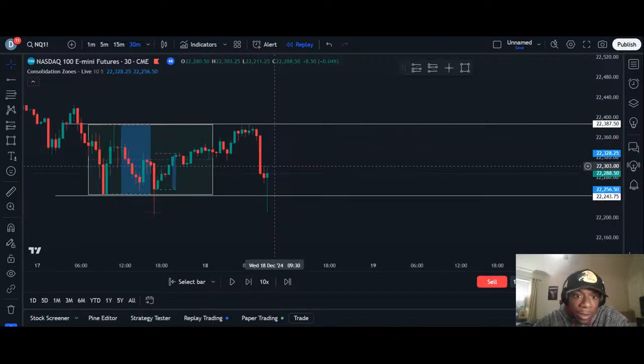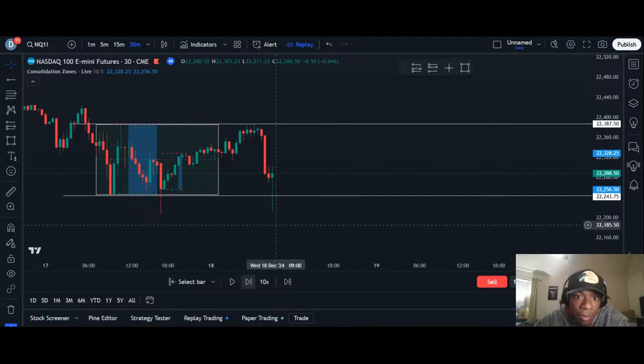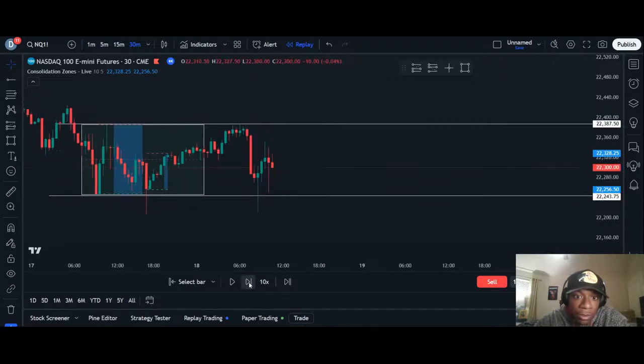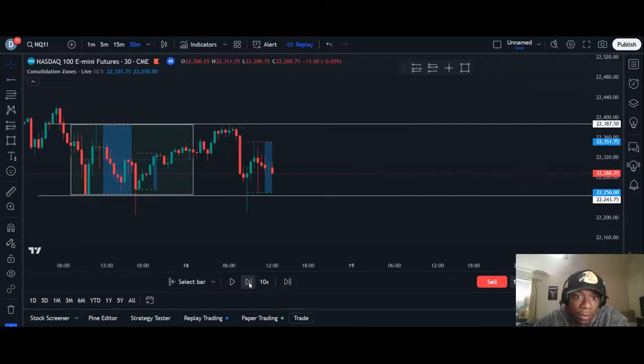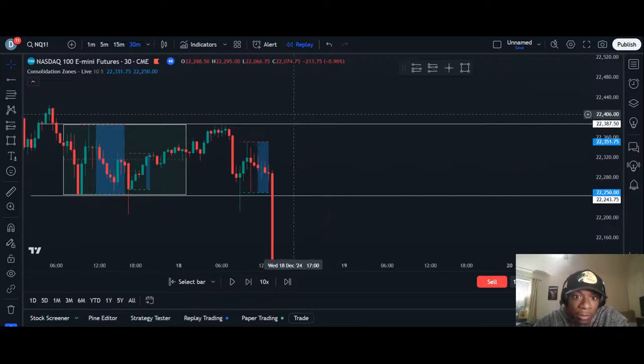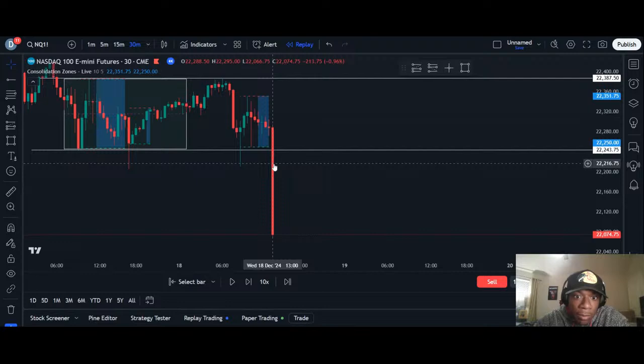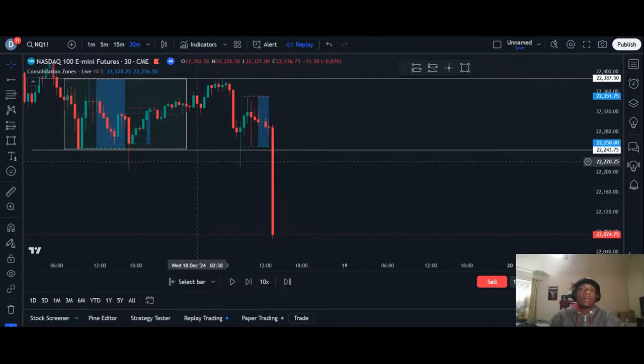Okay, so here we go. Okay, damn, still didn't close. Remember, it has to close below the zone. It can't just wick it. You need a close. So we would have been waiting. Okay, here we go. Boom. We got a big impulsive move. Close below the zone.